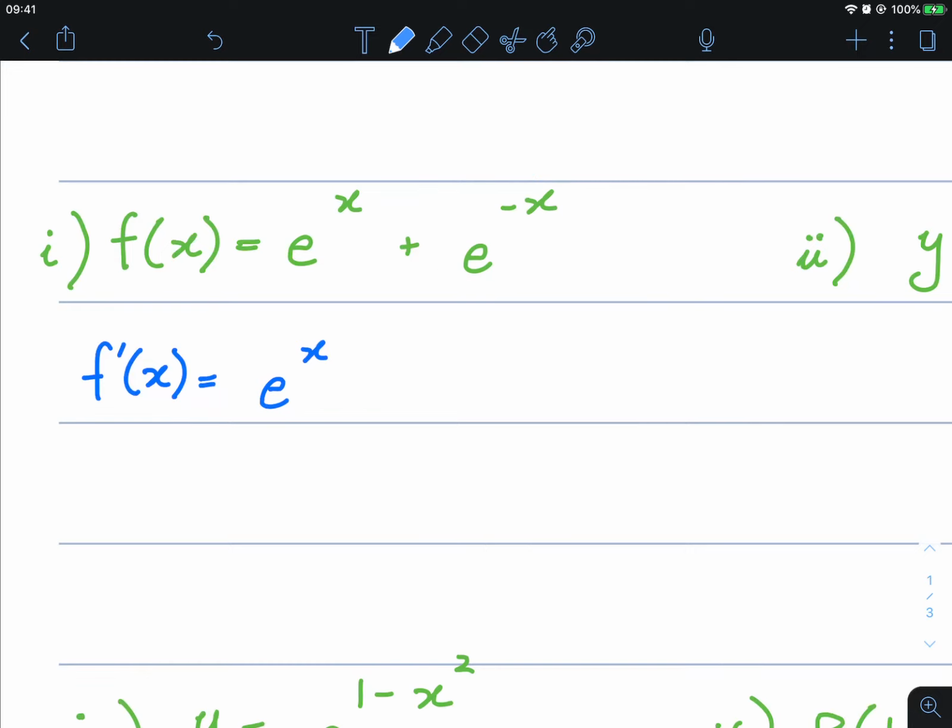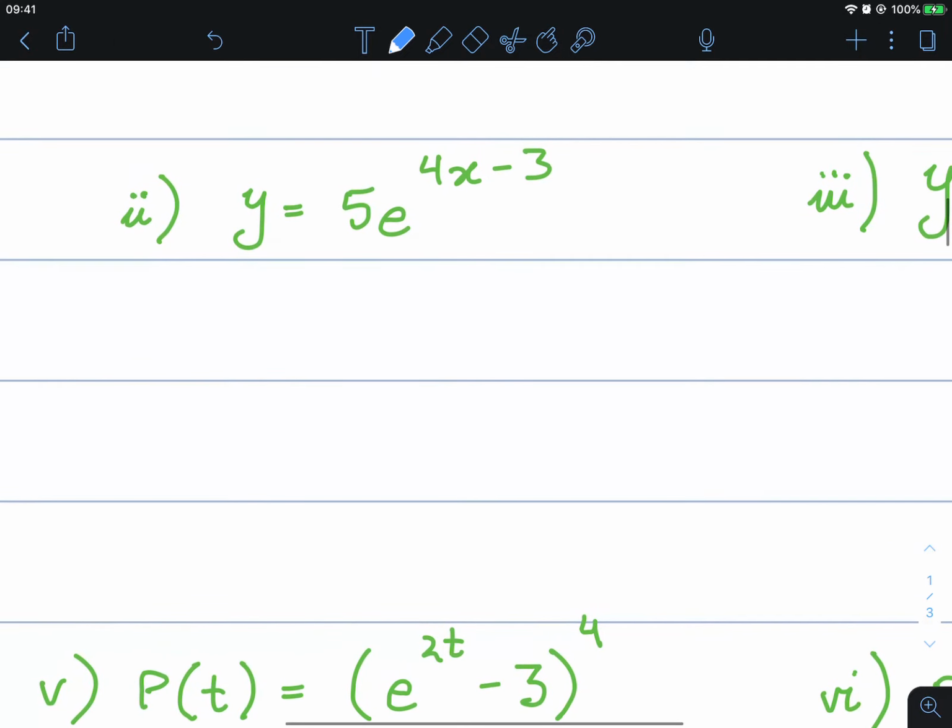Deriving this guy, it's going to be e to the power of negative x times the derivative of negative x. Well, that's going to be negative 1, which we can simply write as negative e to the x. Let's just clean this up a little bit. There we go.